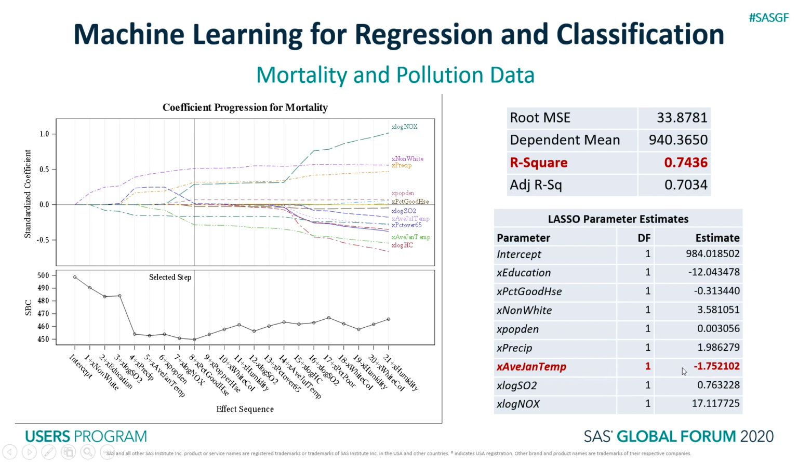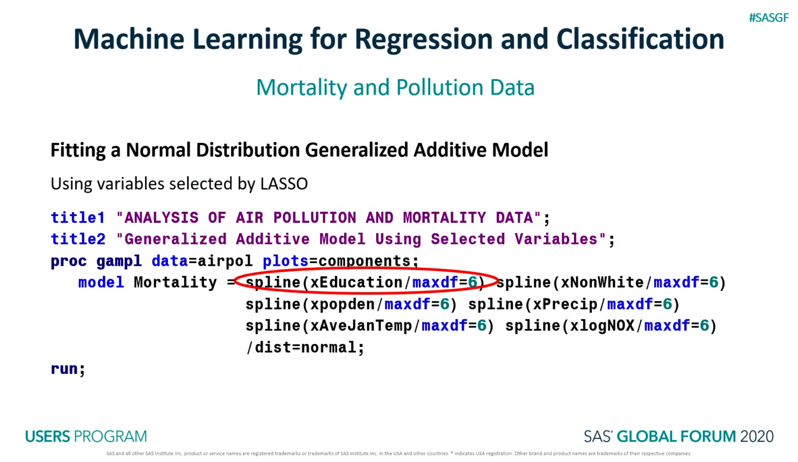has got a negative coefficient. So the warmer it is in January, the lower the mortality rate. And that's suggesting that the warmer states in the south and the southwest have got lower mortality rates related to the average temperature. And as someone who doesn't like shoveling snow, I can certainly sympathize with that particular conclusion.